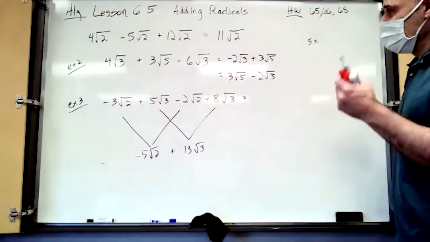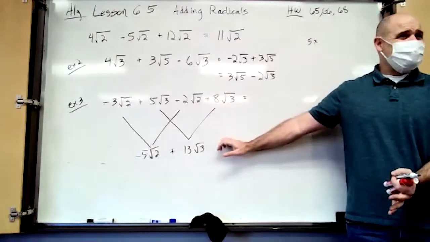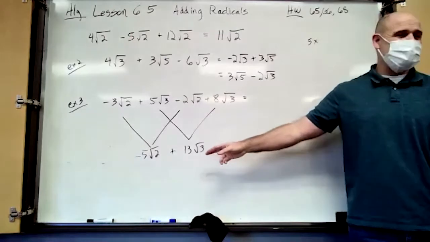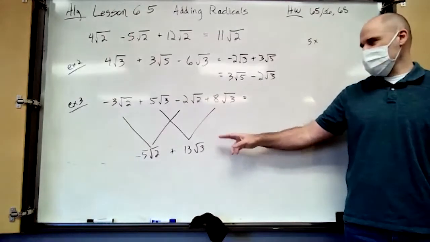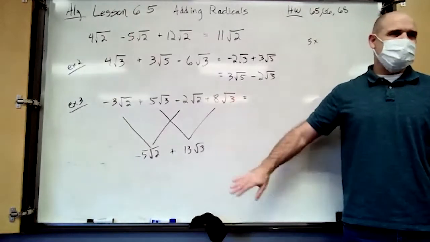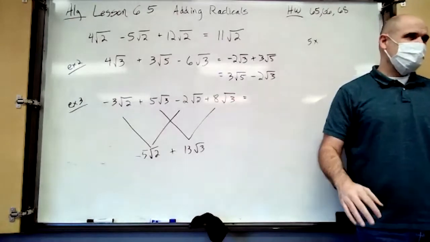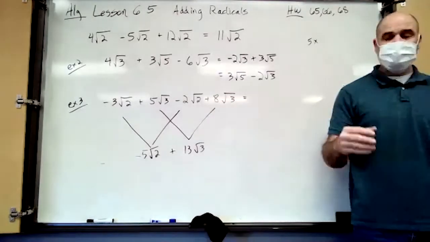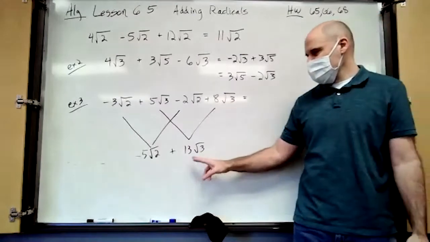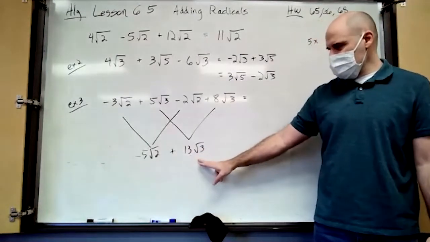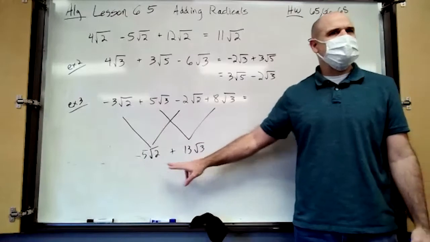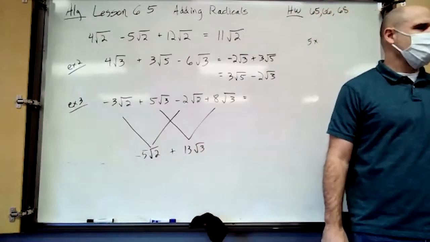Okay, so you guys good with this? So basically you just overcomplicated it. Just like variables, you have to stop when there's no longer any variables you can combine. Same thing with radicals. You have to stop here, even though you want to go more, but you can't because these are different radicals, okay?